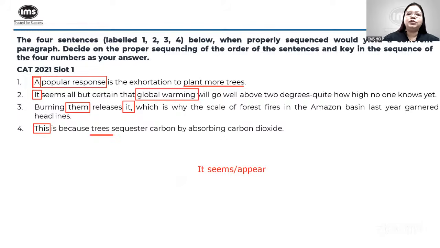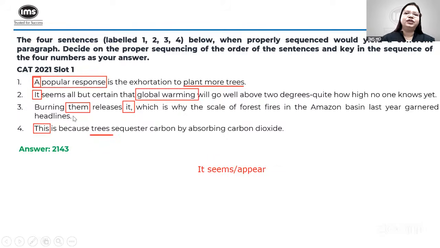Why does it make headlines? Because forest fires release a lot of carbon, right? And therefore it's dangerous. So clearly you start with 2, that's the broad idea. Then you talk of the response to deal with global warming. And then 4 explains how planting more trees actually helps bring down carbon emissions.